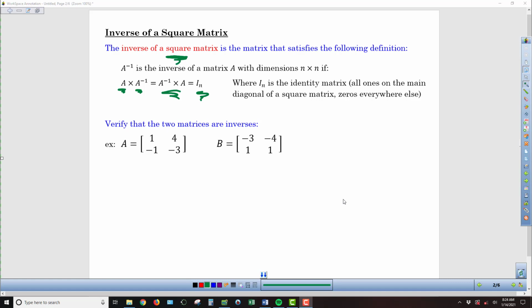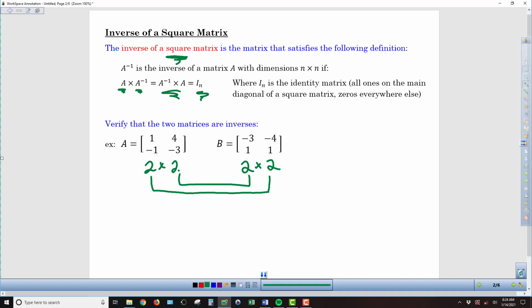So in this first example, we want to verify that the two matrices are inverses. We're going to do that by multiplying them and seeing that we get that identity matrix. Ones on the main diagonal, zeros everywhere else. So, of course, it's always good to verify that we can indeed multiply the two matrices. So here we have a couple of 2 by 2 matrices, and our inner dimensions match, so our outer dimensions are going to be our result.